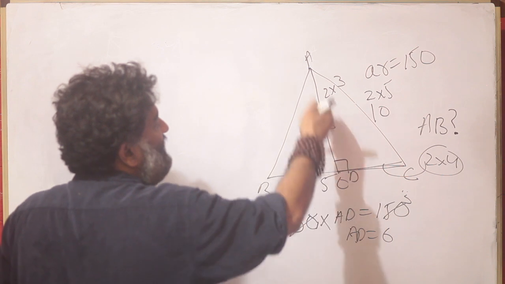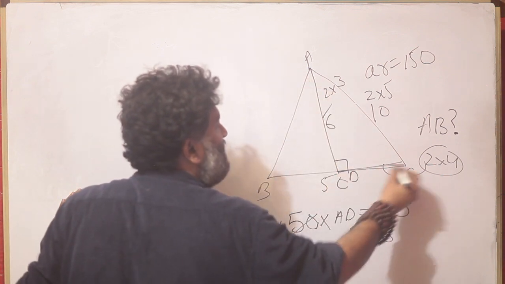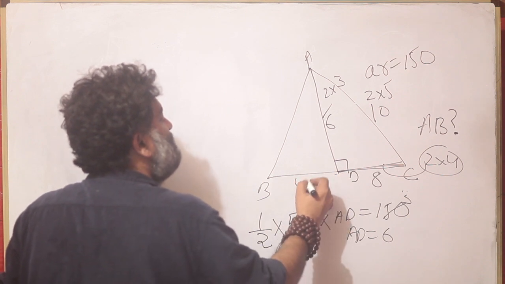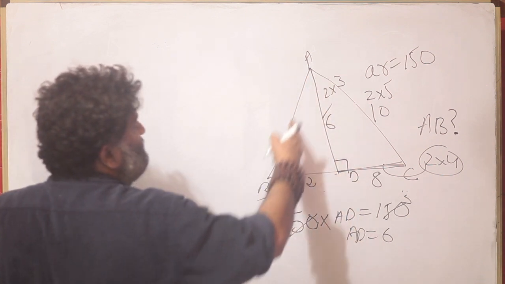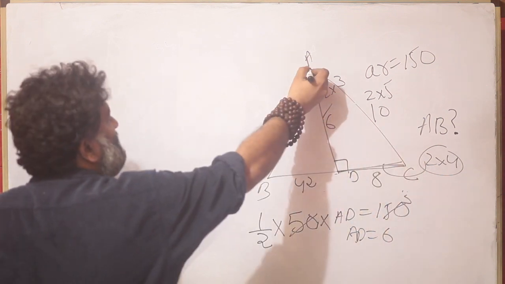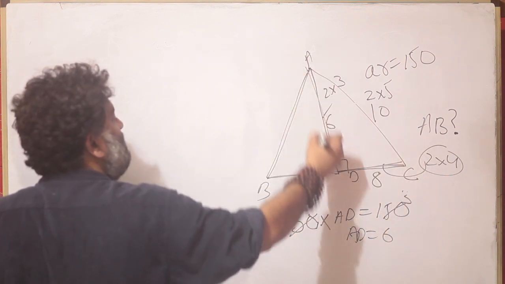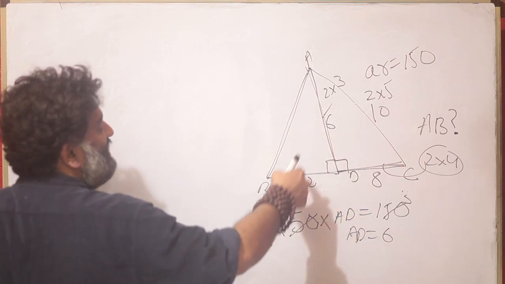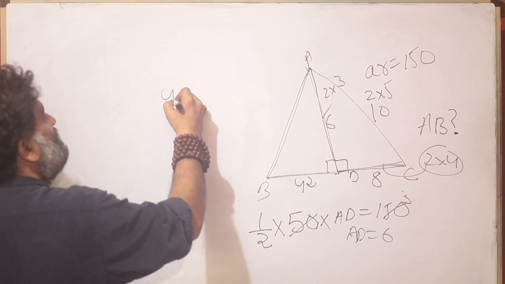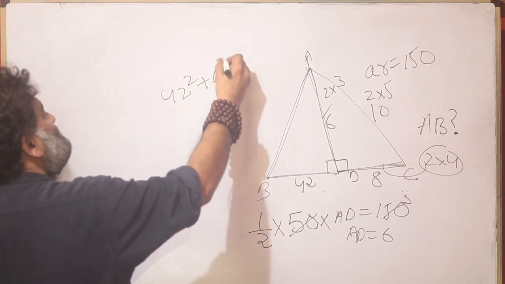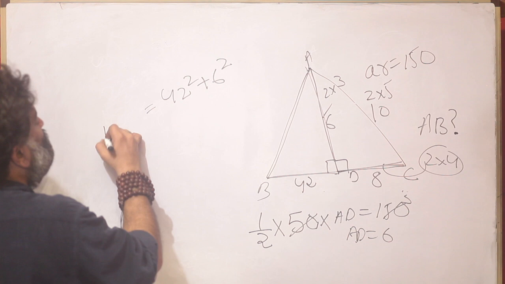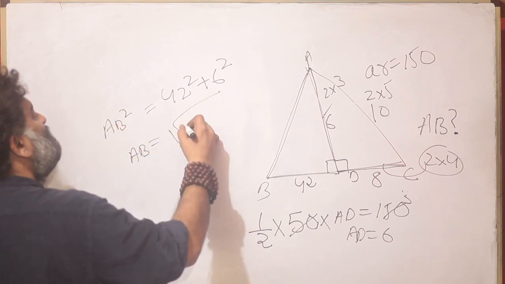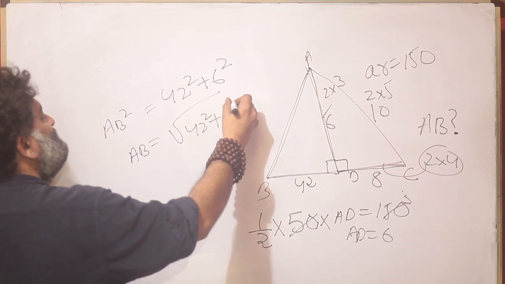So now you know AD to be 6, and you know this DC part to be 2 into 4, which is 8. That means this is 42. And this is what we wanted to find out. Isn't this the hypotenuse for this right angle triangle? Because if this is 90 degrees, this is also going to be 90 degrees. So now you have this triangle and you have the base and the height. So 42 square plus 6 square is equal to AB square. So AB is equal to square root of 42 square plus 6 square.